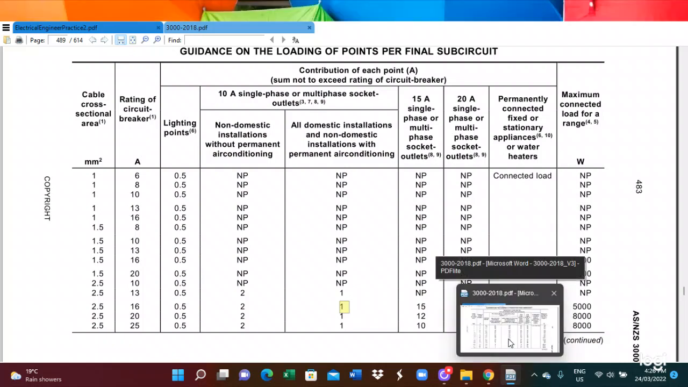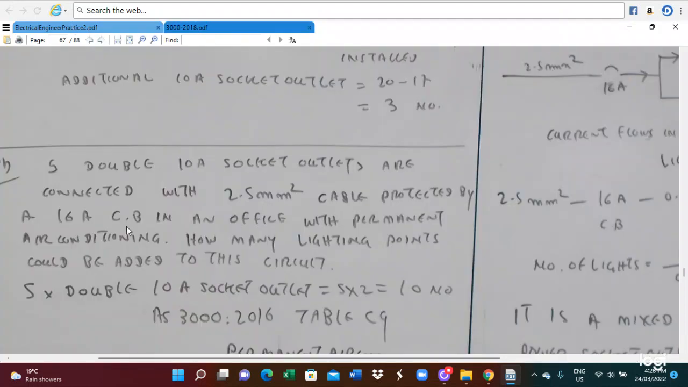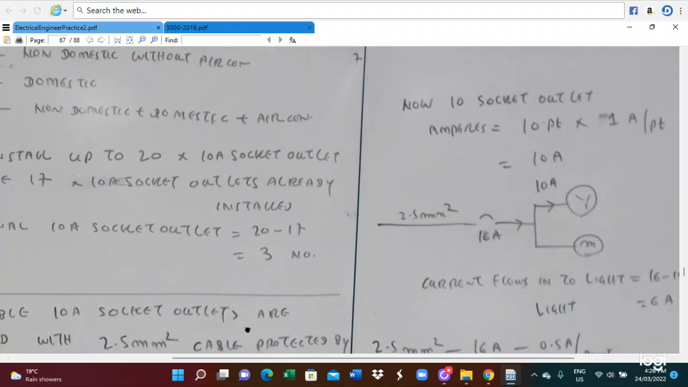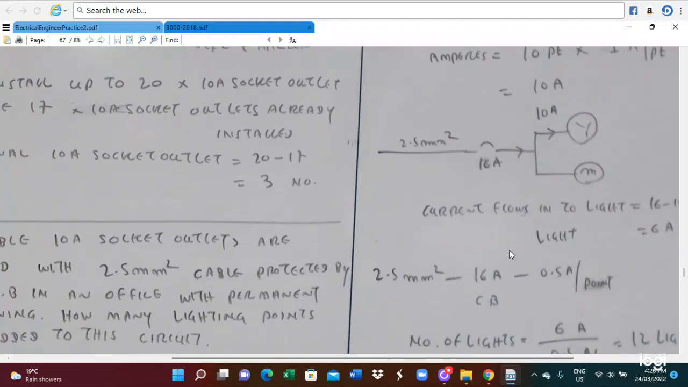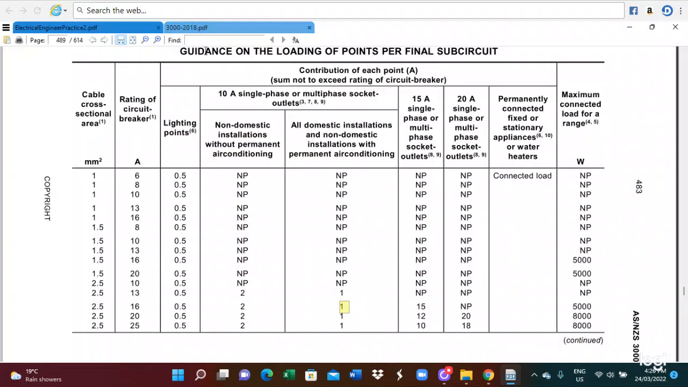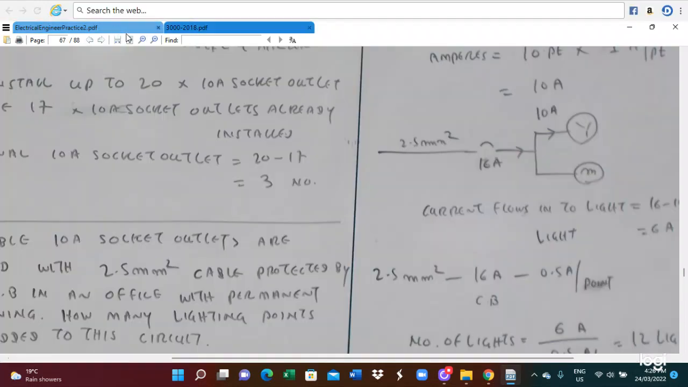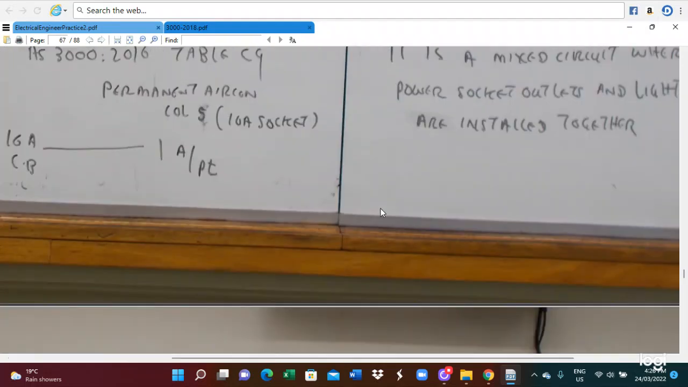But how many points are already installed? We can calculate that. 5 number of 10 ampere double sockets, 5 times 2, you get 10 already installed. So 16 minus 10, you get 6. So only 6 ampere is available. With this 6 ampere, we have to install the lights. So how many lights can be installed according to this table? A light is 0.5 ampere per point. So 6 divided by 0.5, you get 12 number. So you can add additional lights, 12 number. So this is how we calculated this problem.